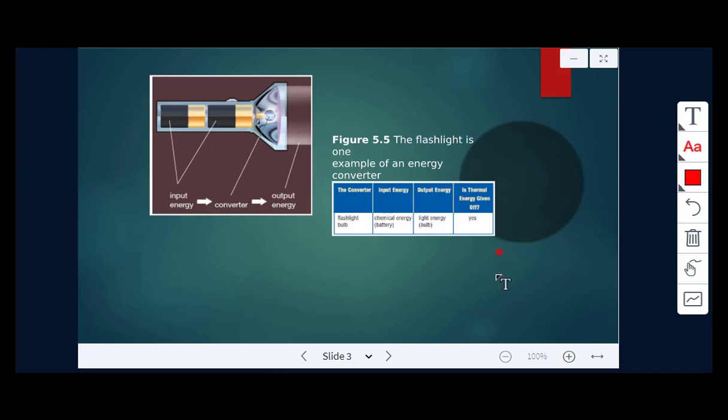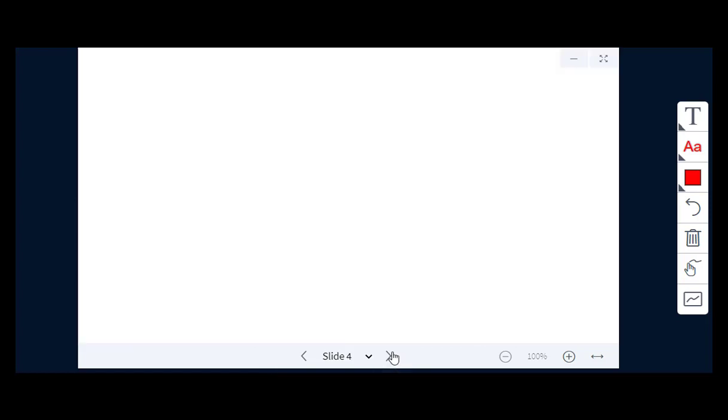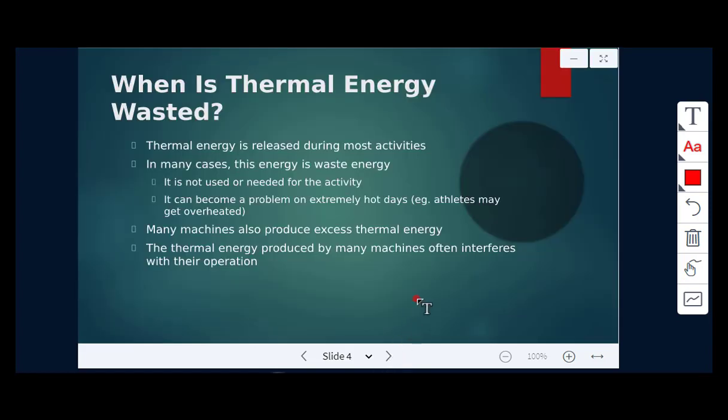Last question here, is thermal energy given off? Yes, thermal energy as heat is always given off as waste. When is thermal energy wasted? Thermal energy is released during most activities. In many cases, it is wasted energy. It's not used or needed for the activity, and it can become a problem.